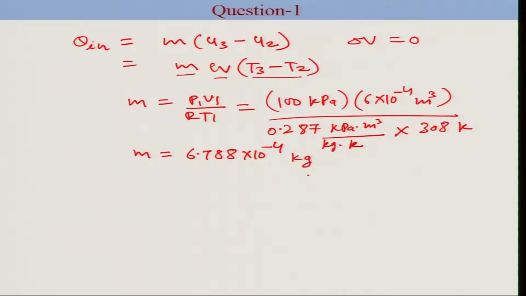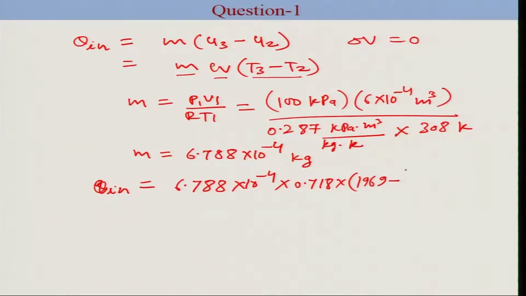Now, after plugging in these values, we get Q in equal to 6.788 into 10 to the power minus 4 into 0.718 into the change in temperature, 1969 minus 757.9, kilojoule. After solving it, we get 0.59 kilojoule heat is coming into the cycle.